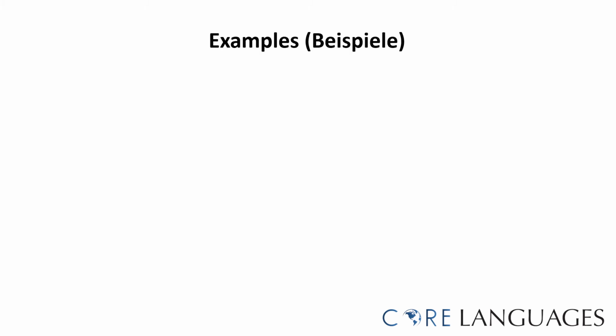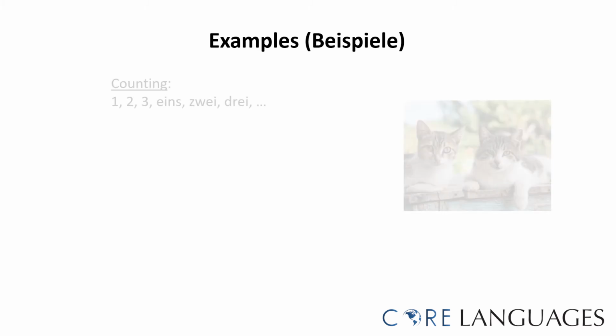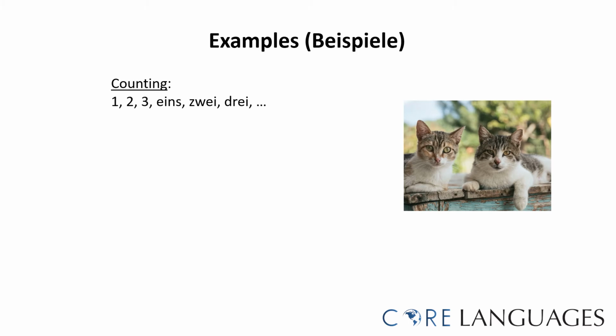Here are some examples or Beispiele for cardinal numbers in use. We use them, for example, for everyday counting. 1, 2, 3. For example, ich sehe 2 Katzen. I see 2 cats. Or ich sehe 3 Katzen. I see 3 cats.